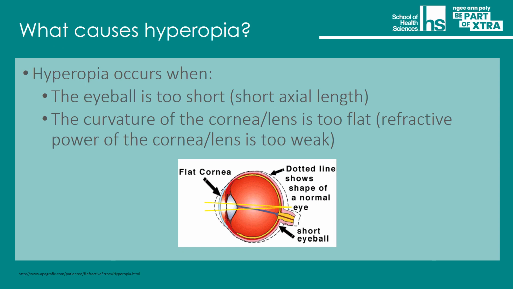So what causes hyperopia? Hyperopia is the exact opposite to myopia. Hyperopia occurs when the eyeball is too short or the curvature of the cornea or lens is too flat, meaning the refractive power of the cornea or the lens is too weak.